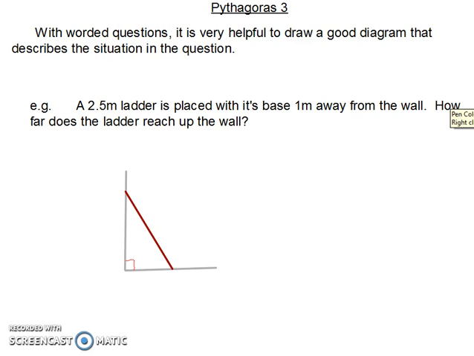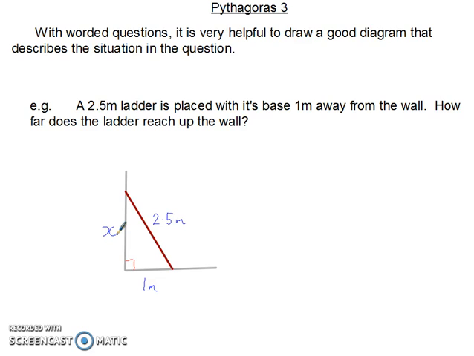Now then, I've just got to put the numbers in the right places. A 2.5 metre ladder. We know the ladder's 2.5 metres, that's the hypotenuse, that's this side here. So I'm going to label it 2.5 metres. And it's placed with its base 1 metre away from the wall. There's the wall, there's the base, so it's this side here that I'm going to label 1 metre. Now then, I want to find out how far the ladder reaches up the wall. That's this side here. When I want to find it out, I'm going to call that x.